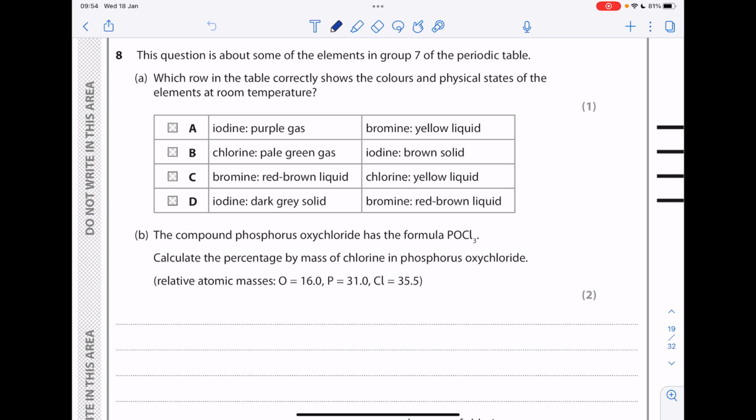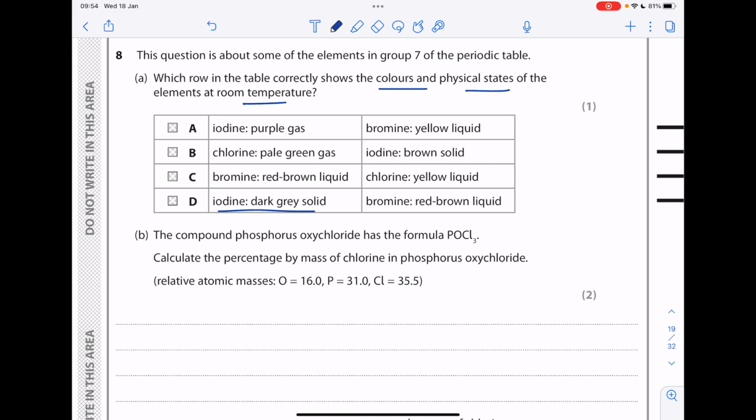This question is about some of the elements in group 7 of the periodic table. Which row in the table correctly shows the colours and physical states of the elements at room temperature? Right, iodine has the highest melting point, and it is a dark grey solid at room temperature. So this line here is correct. Yes, iodine does sublime and become a purple gas, but that is not happening at room temperature.